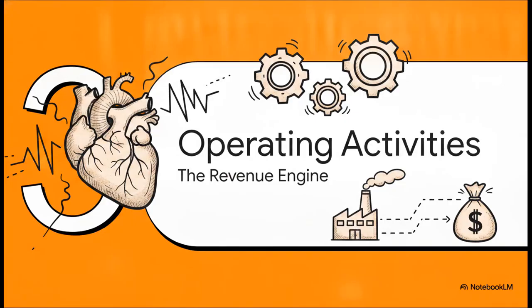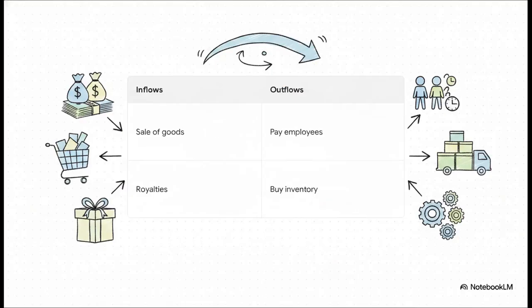Section 3, Decoding Operating Activities, the revenue engine. If a business were a living organism, these operating activities would be its heartbeat. This is the day-to-day revenue-generating lifeblood of the whole operation. We're tracking the primary activities here. So inflows, like cash from your customers, royalties and commissions, directly weighed against outflows like paying your employees, buying inventory from suppliers, and covering everyday expenses.